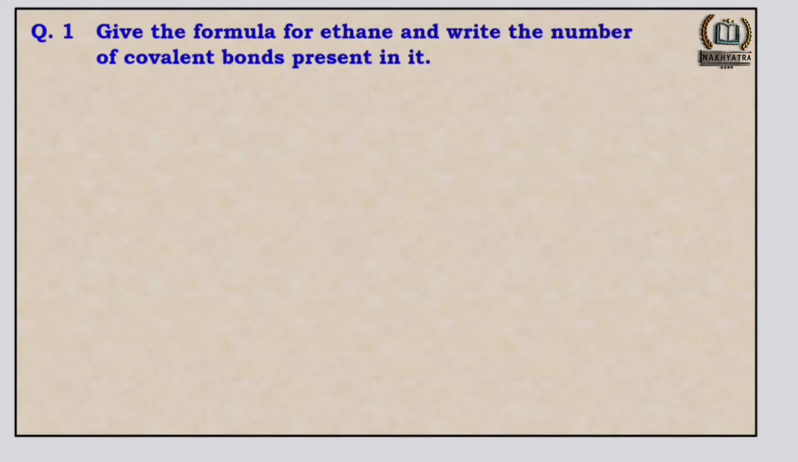Alright, now let's see question number 1. Give the formula for ethane and write the number of covalent bonds present in it. So we have to write the formula for ethane and the number of covalent bonds present in it. Try to do this by yourself by pausing the video for a minute. Okay guys, I'm helping you out.